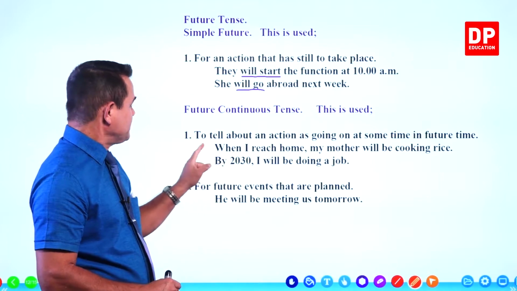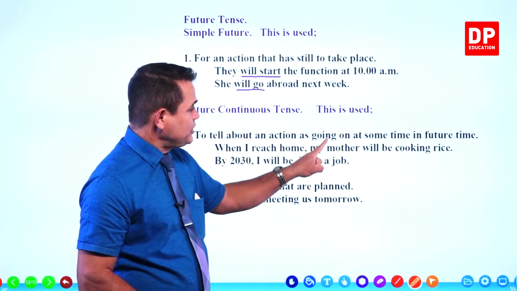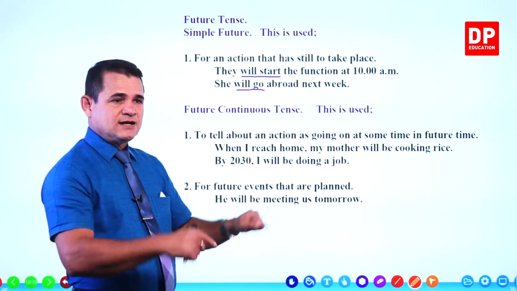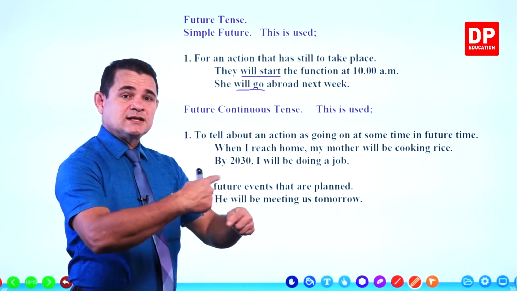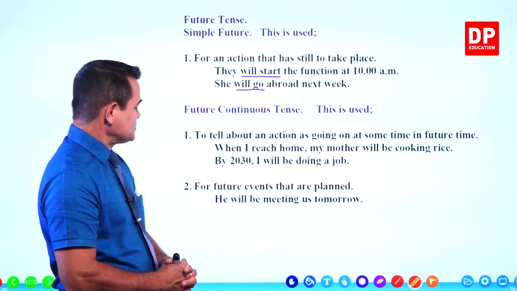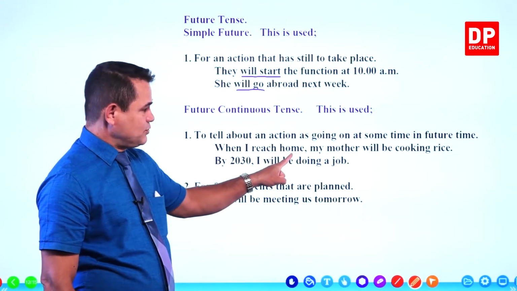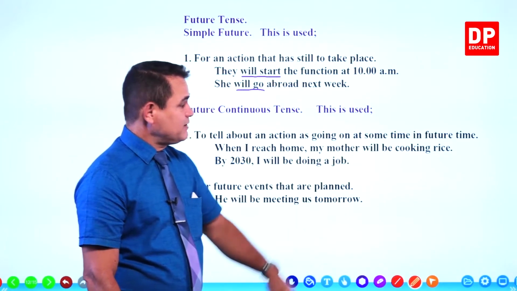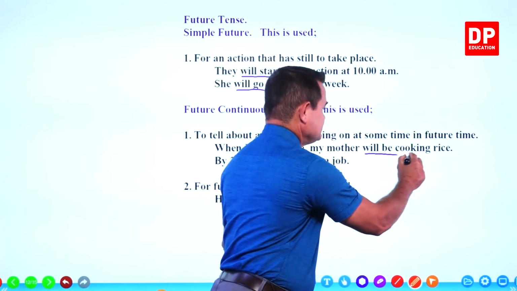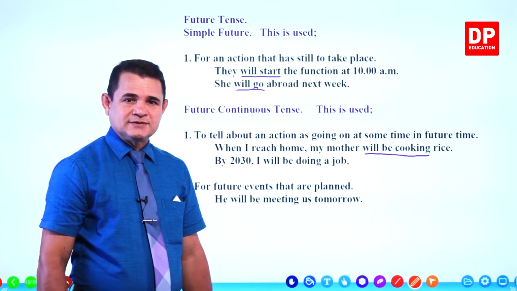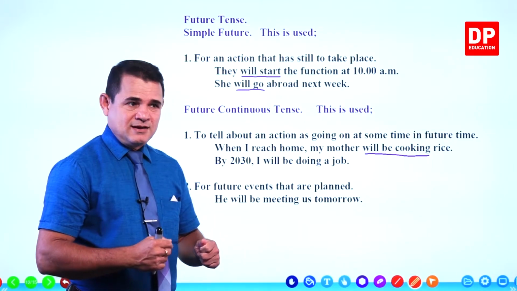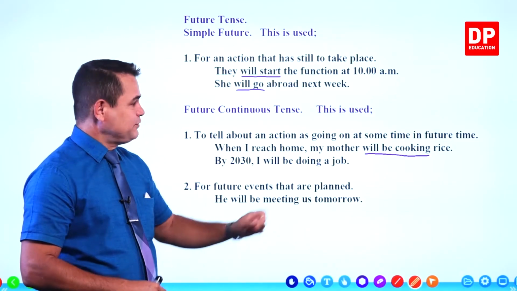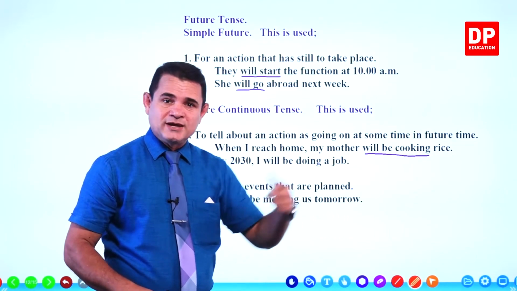Future continuous means to tell about an action as going on at some time in future time. This is simple future, and future continuous is something that will be in progress. Now just have a look at this one. When I reach home, mother will be cooking rice. Future continuous. Now I am going home. When I get home, mother will be cooking. Future continuous. Mother will be cooking.